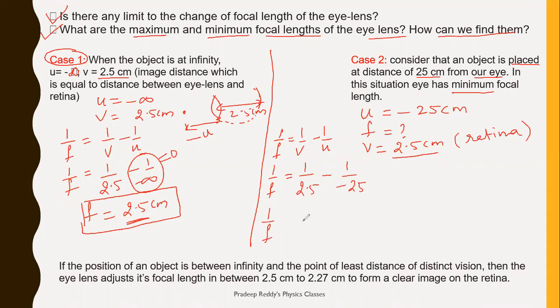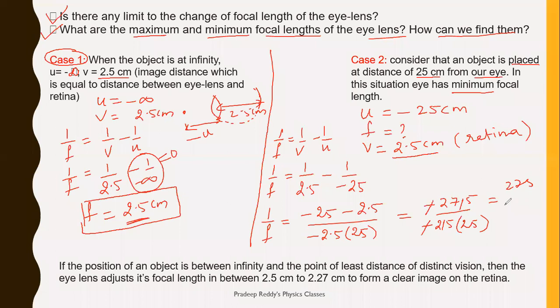1 by F is equal to minus 25 minus 2.5 divided by 2.5 into minus 25. This is equal to minus 27.5 divided by minus 2.5 into 25. This negative sign gets cancelled. This point and point gets cancelled. Remainder is equal to 275 divided by 25 into 25. Right? You can cancel this 275 with 25.